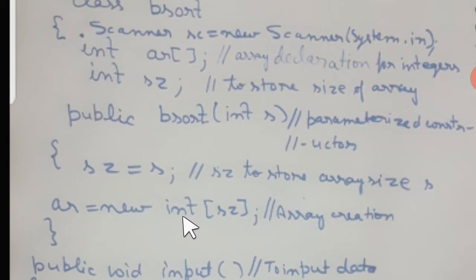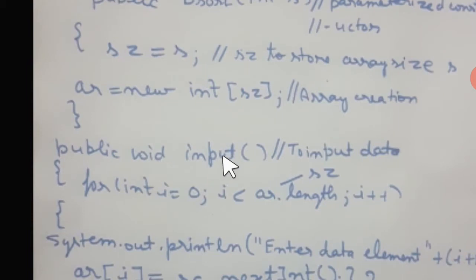So ar equal to new int sz. So this will provide the size to the array. Finally the array is ready, or created, or instantiated. After that, students, here we have public void input.